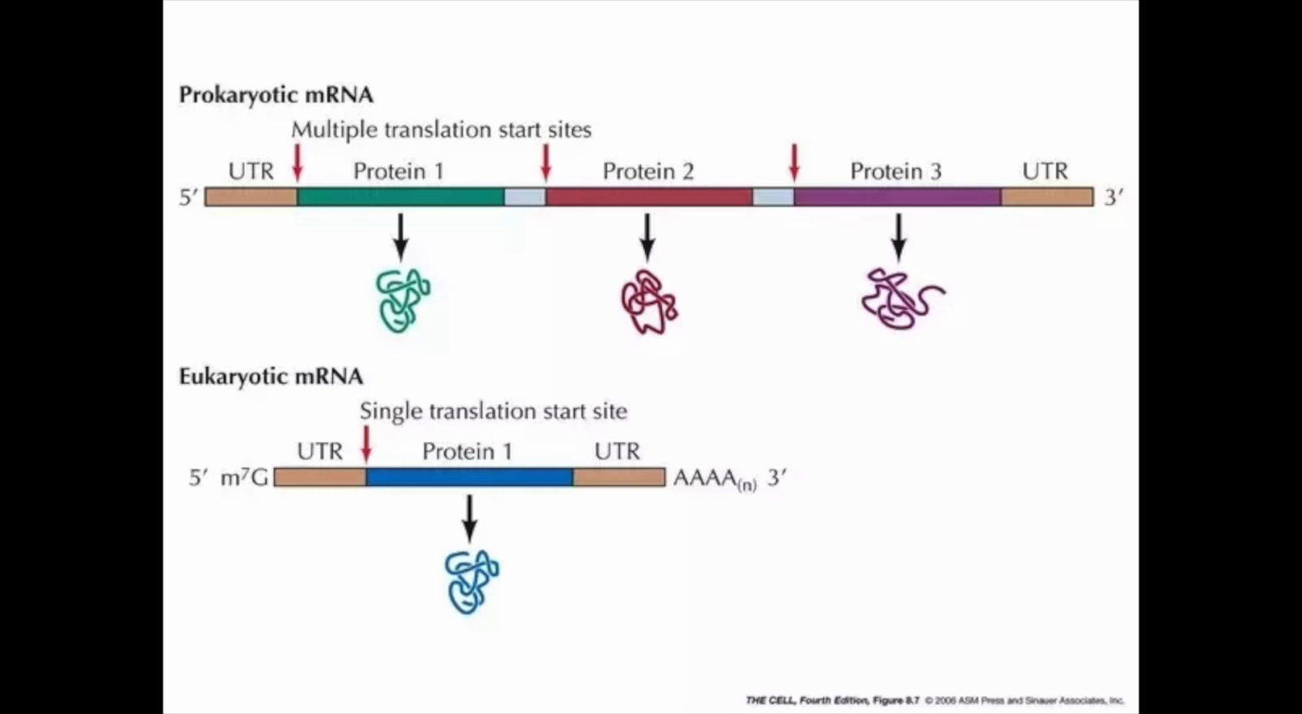Polycistronic mRNA is transcribed from operons, which are clusters of genes under the control of a single promoter.